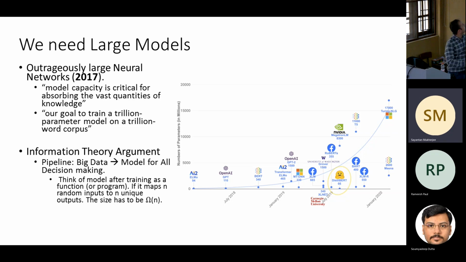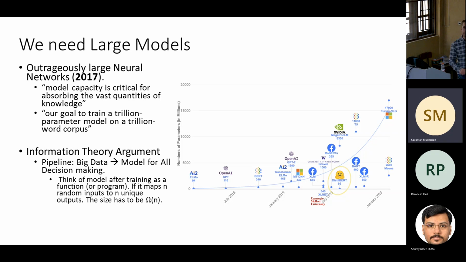And in the abstract, they say that we need that model size to absorb all the variations in the data. And in the same paper, they say, well, this is not what our ambition is. We have data which has 1 trillion tokens, so it has a trillion words, and we'll train a 1 trillion parameter model on it, which I think they fulfilled in 2021. Now, what is going on here?